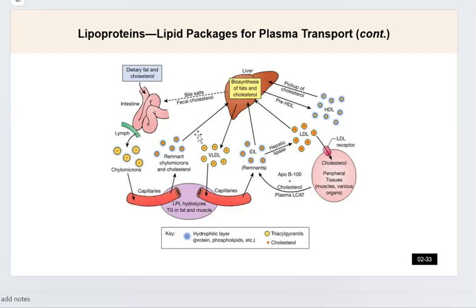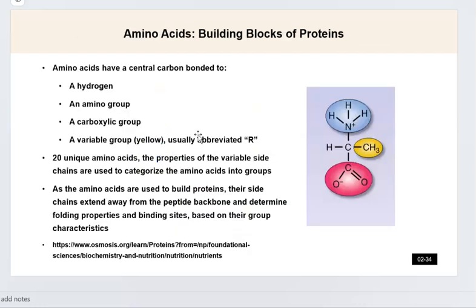All right, then we talk about amino acids for building blocks and being the building blocks of protein. The proteins perform an exceptional variety of functions in the body. So we're going to jump into those proteins. And amino acids have a central carbon bonded to a hydrogen, an amino group, a carboxylic group, and a variable group, usually abbreviated as the R.